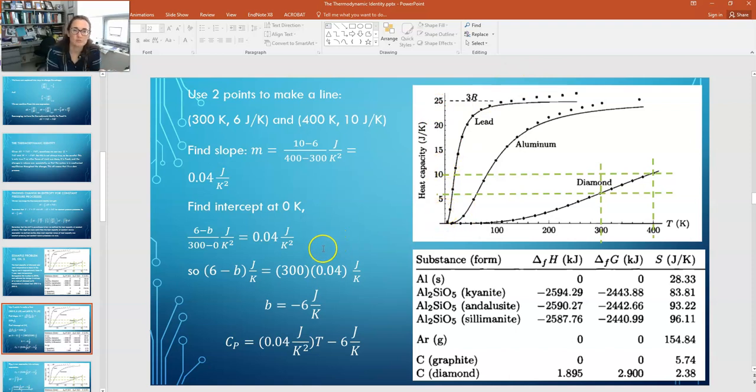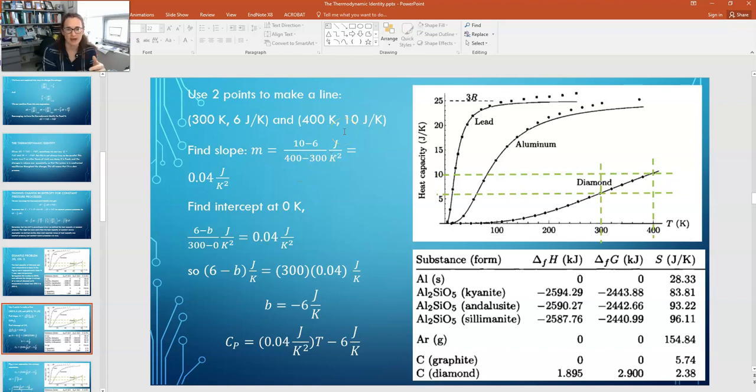Now, remember, 2 points to make a line. You first find the slope, which is the rise over the run. Okay, so the rise here would be the change in the heat capacity, and the run would be the change in the temperature. So finding that slope m is 10 minus 6 divided by 400 minus 300, rise over run.